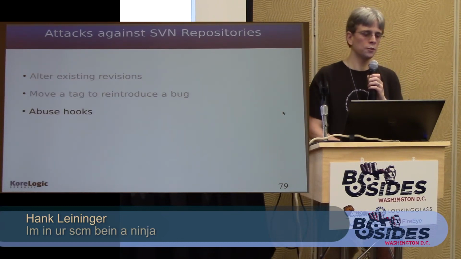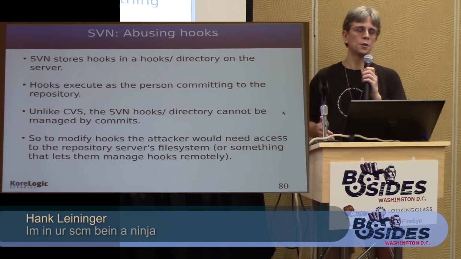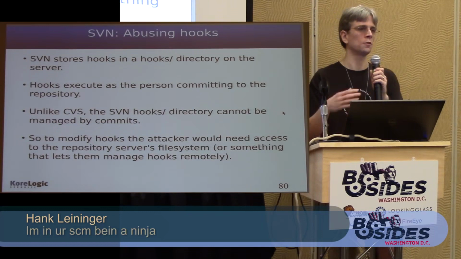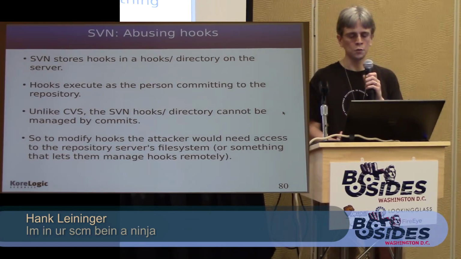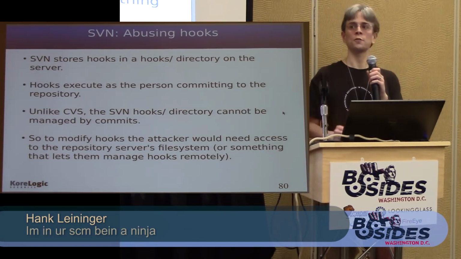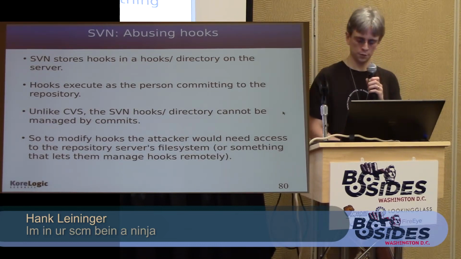All right, so abusing hooks in Subversion is not as easy as in CVS because the hooks are not actually managed. Like in CVS, CVSROOT is a special directory that every CVS repository has, which you can manage through regular commits and whatnot. In Subversion, the hooks directory is different. It's not managed under SVN. So the attacker needs some other way to manipulate the hooks. Maybe they need file system access to the repo. Or maybe they need some kind of management interface.